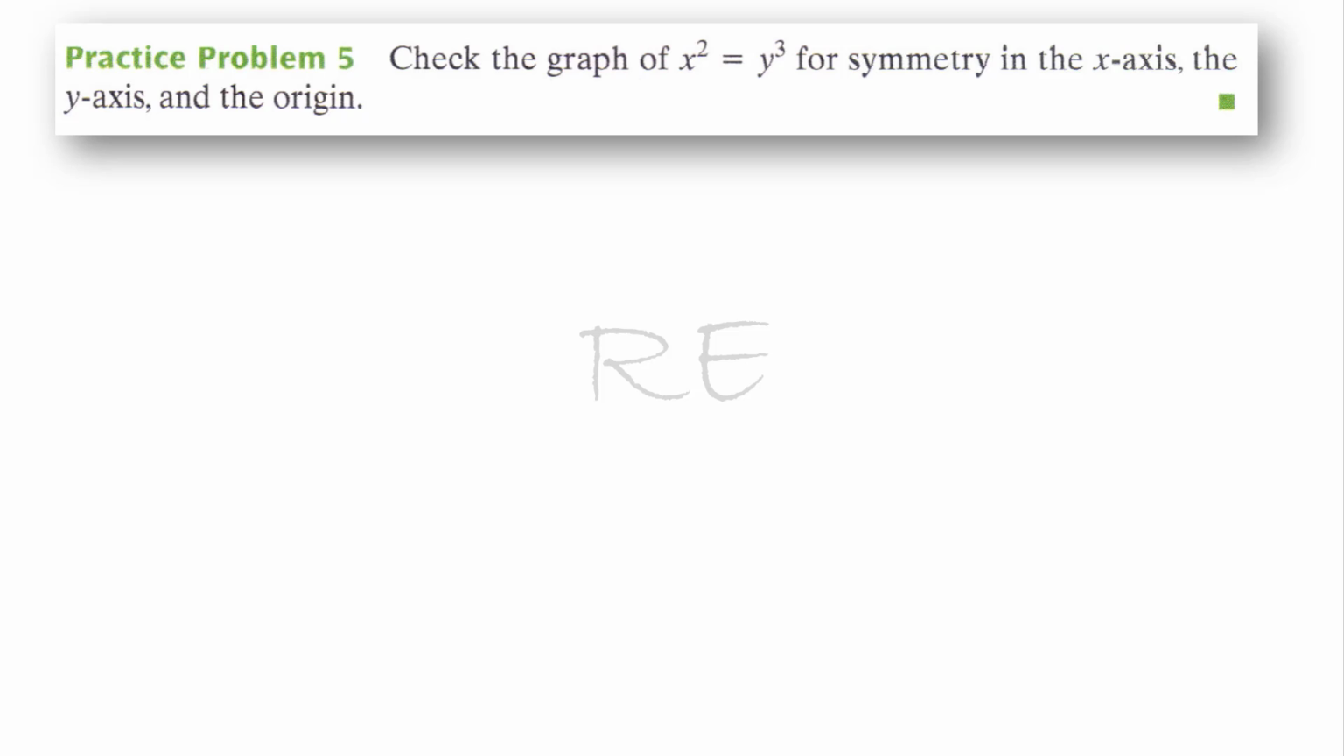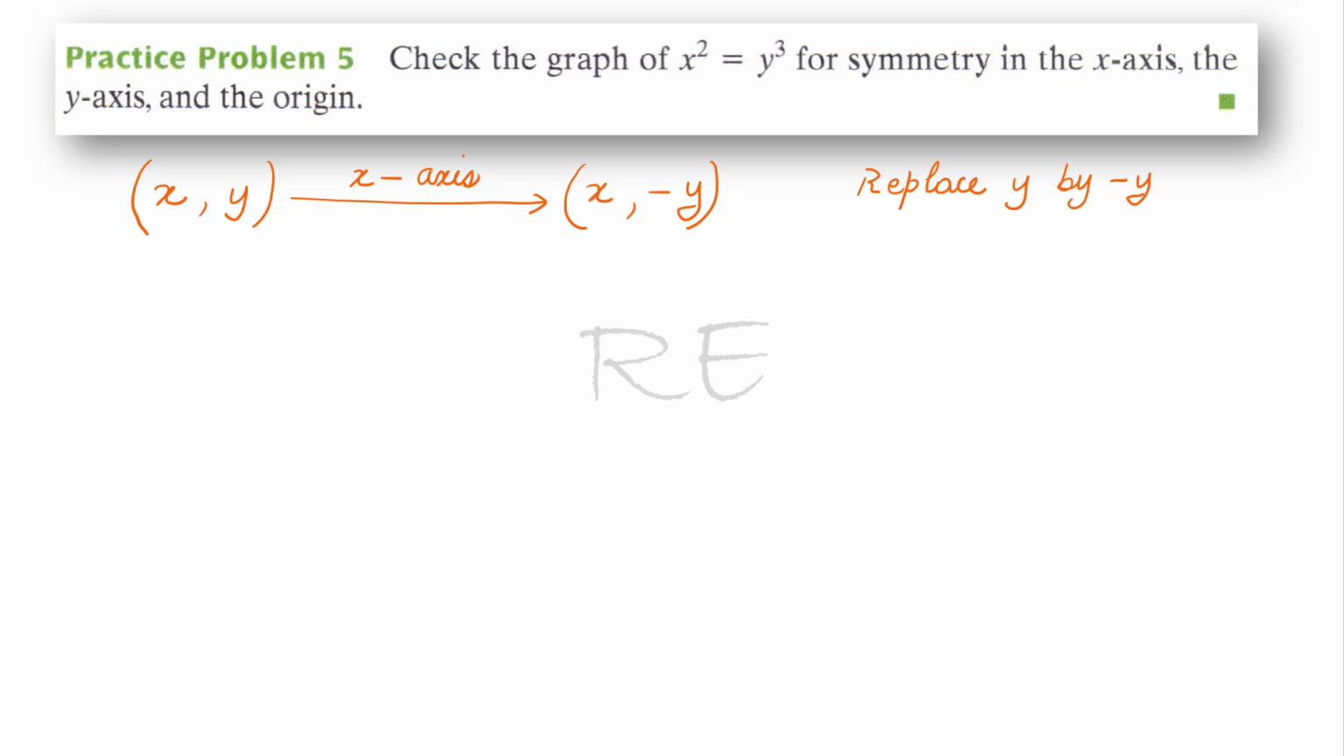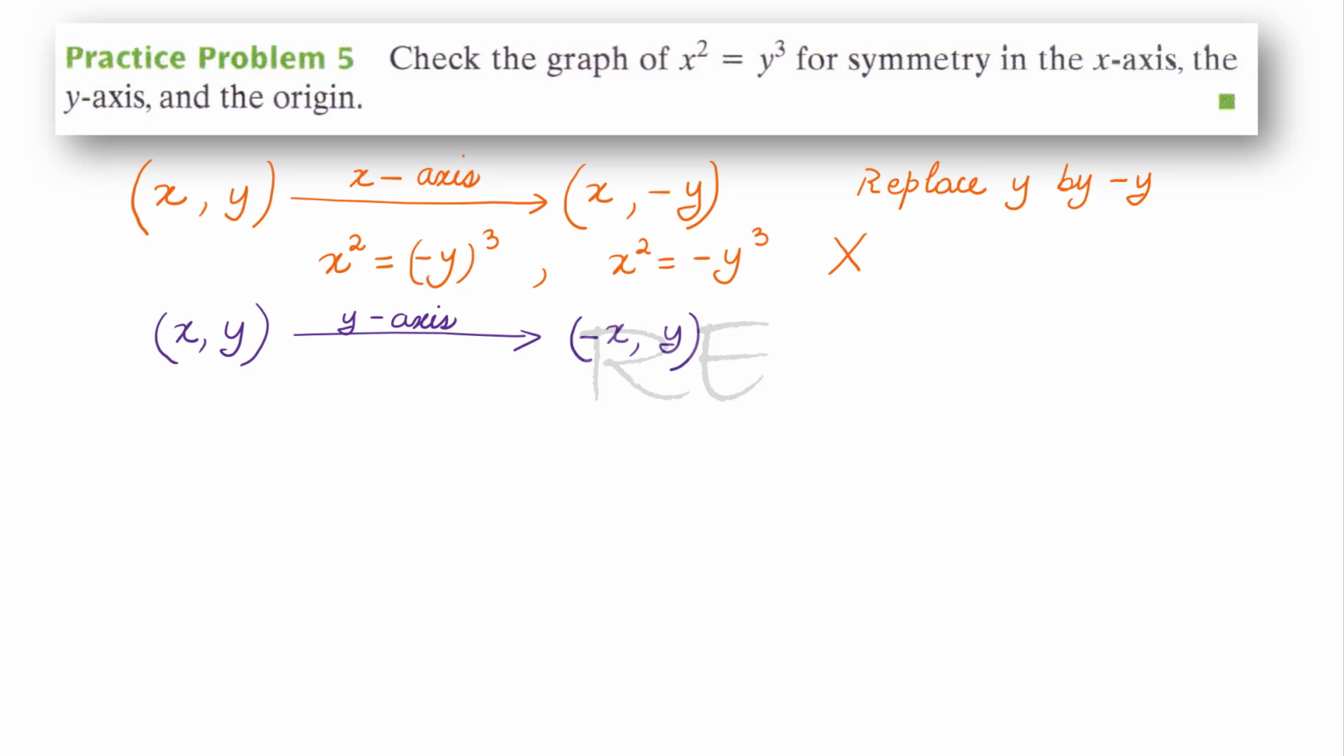To check for symmetry in the x-axis, if (x, y) belongs to the graph, then (x, negative y) also belongs to the graph. Replace y by negative y and see if the equation stays unchanged. So x squared is equal to (negative y) to the third. x squared is equal to negative y without parentheses to the third, which is not equal to the original equation.